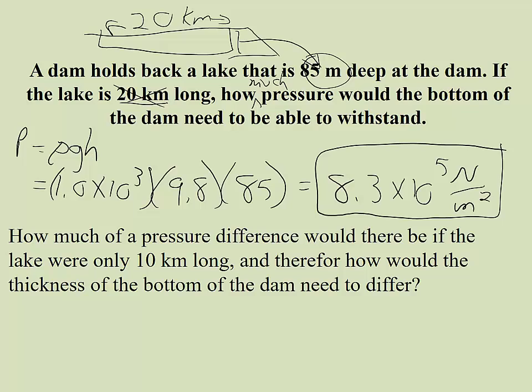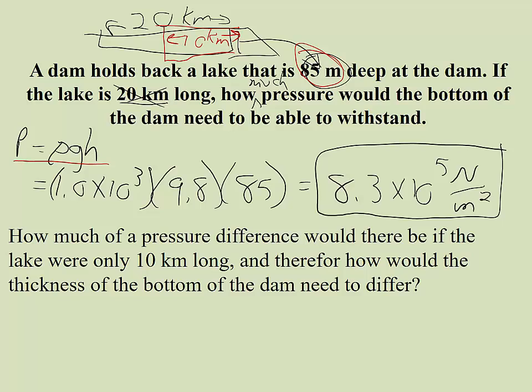How much of a pressure difference would there be if the lake was only 10 kilometers long? And therefore, how would the thickness of the bottom of the dam need to differ? This is not really a calculation. This is more of a think about problem. If the lake were only 10 kilometers long instead, is anything changing in our P equals rho g h equation? Well, no, because we haven't changed the depth.